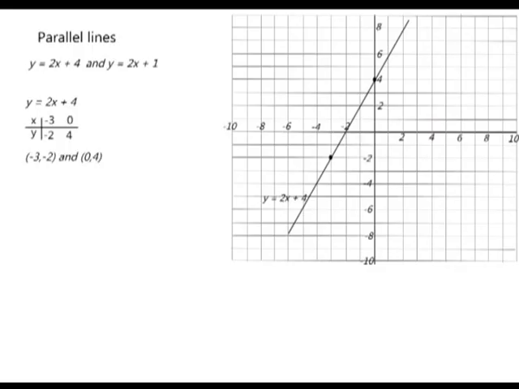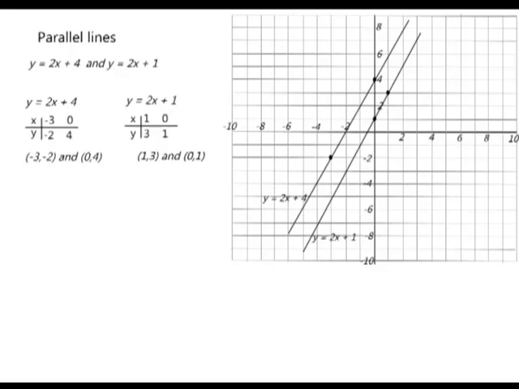For the other line, y is equal to 2x plus 1, we pick 2 points, 1 and 0. So when x is 1, y will be 3, and when x is 0, y will be 1. So we have again 2 points, (1, 3) and (0, 1). Again, we plot these 2 points on the Cartesian plane and we have this graph. And this line has the equation y is equal to 2x plus 1.